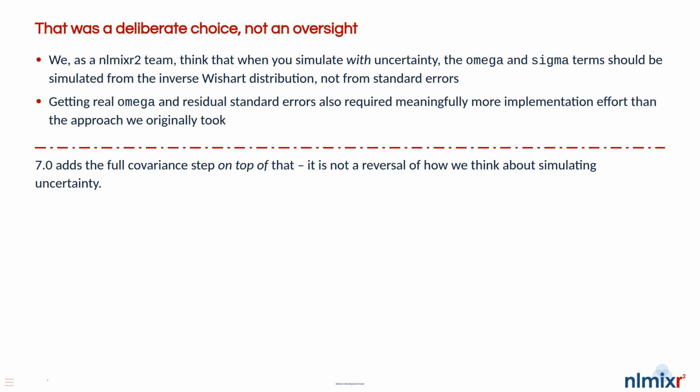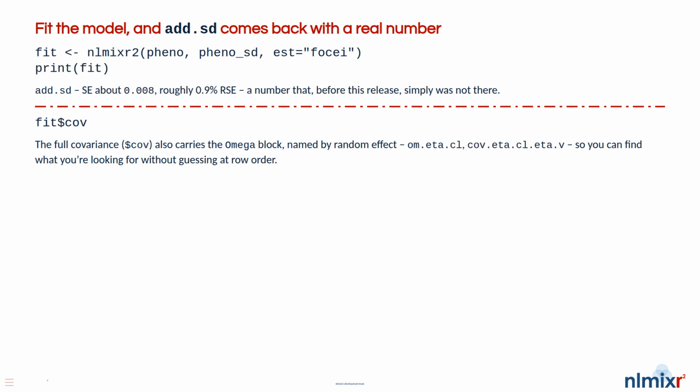Now this new work really doesn't change how we think about simulating with uncertainty. However, these values inform how well these parameters are estimated and are frequently requested and useful in other methods. If you look at the full covariance matrix, you'll also see the omega block standard errors. The covariance matrix is named so you will never be guessing at which covariance term belongs to which estimated omega element.